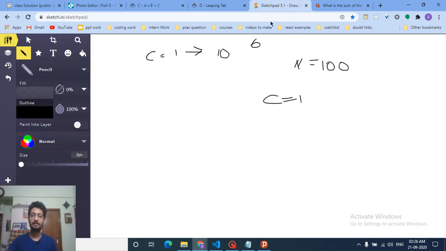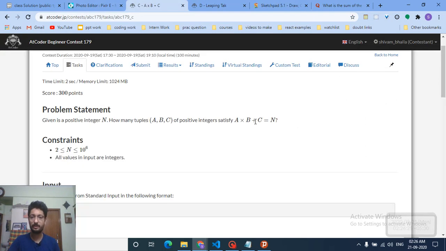So my equation is to find the pair values in which A into B is equal to 99. You can easily find this by finding the factors of 99 actually. But because you have to find a lot of tuples, for C equal to 1, C equal to 2, C equal to 3, for all the values you have to find the pairs. And there are a lot of pairs. If n is equal to 10 to the power 6, then for 1 to 10 to the power 6 there are a lot of pairs. So it's very difficult to iterate over C.